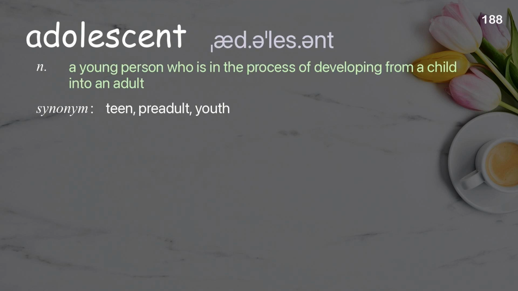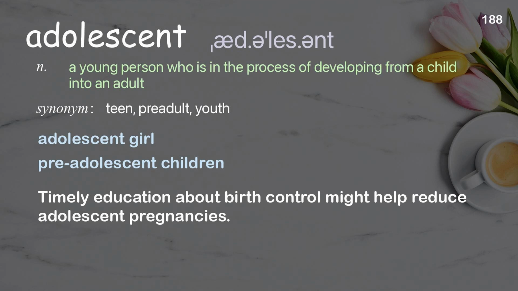Adolescent. A young person who is in the process of developing from a child into an adult. Examples: adolescent girl, pre-adolescent children. Timely education about birth control might help reduce adolescent pregnancies.